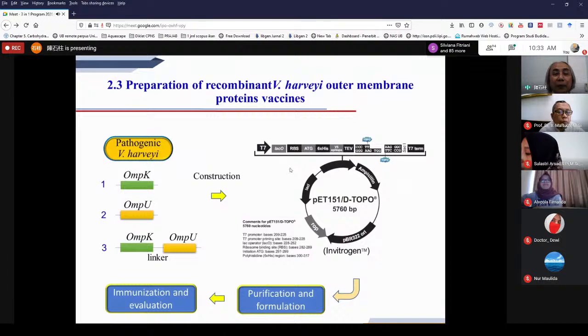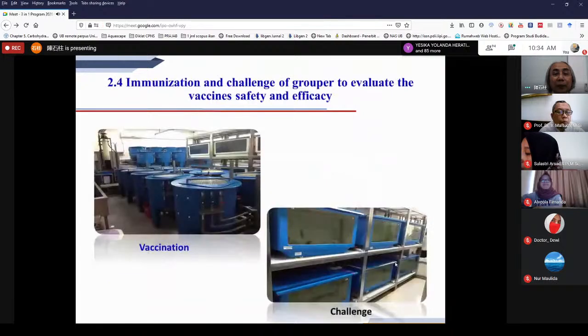Okay, the outer membrane protein is from the pathogenic Vibrio Javier. It comes from OMPK or OMPU. Or we can use the technology of a linker to combine these two vaccine genes together. We call that a linker of these two genes a fusion protein. It's a single gene expression protein. K or U, this gene can produce these two proteins together. So we construct in this pET-151. This is our facility for vaccination and challenge.